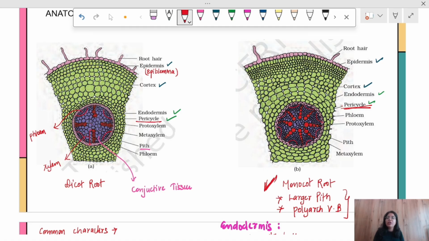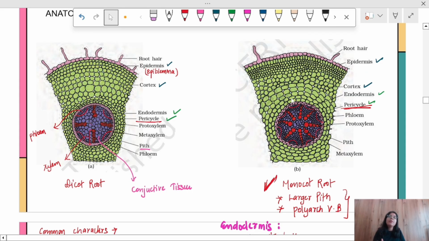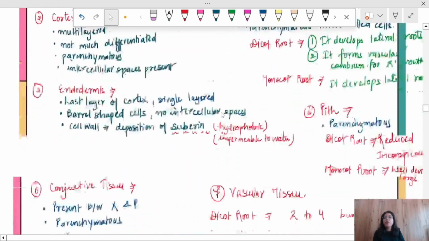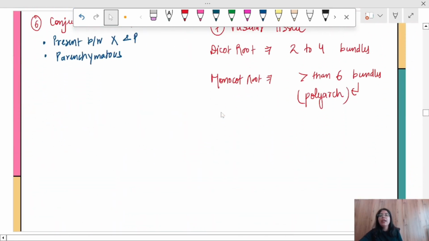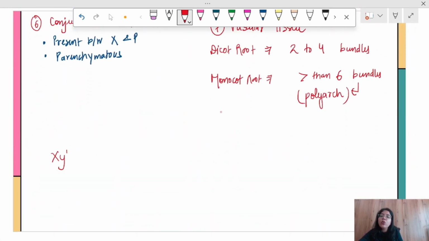Another thing I would like to tell you is the arrangement of xylem and phloem here. Please remember, xylem in the root is of exarch type. What's the meaning of this? Xylem here in the root section is always exarch. What is the meaning of exarch? See, this is the arrangement of primary xylem. Primary xylem means first formed xylem, and it is of two types.